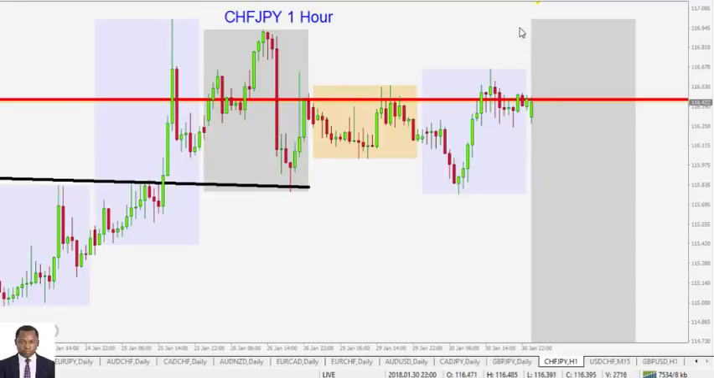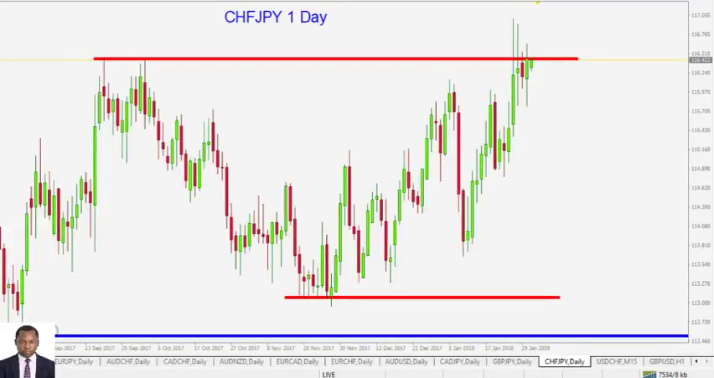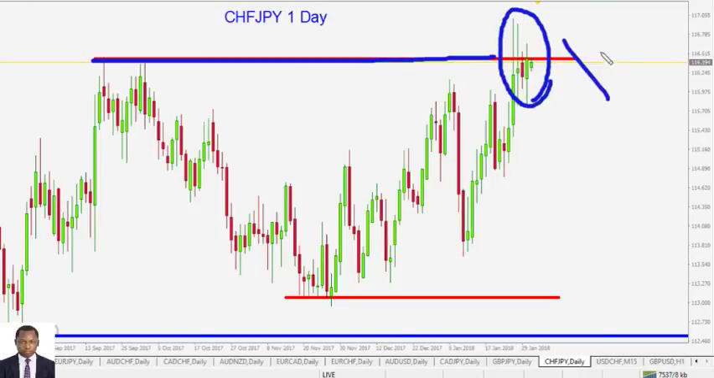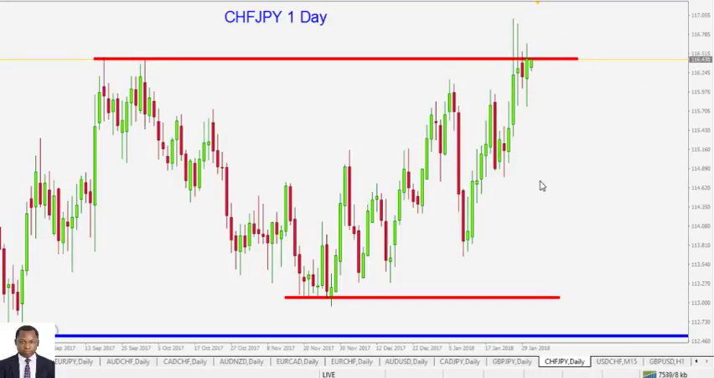Swiss franc against the Japanese yen makes around this level of resistance. This is really mixed right here. Avoid trading this chart. The next directional bias is not clear. There is no good hint for us.